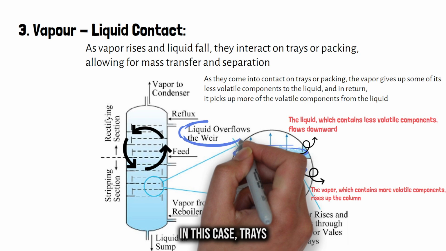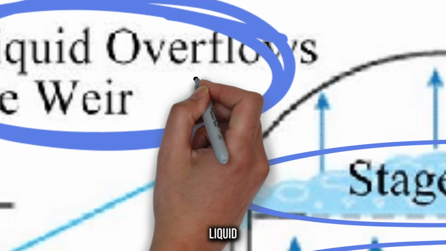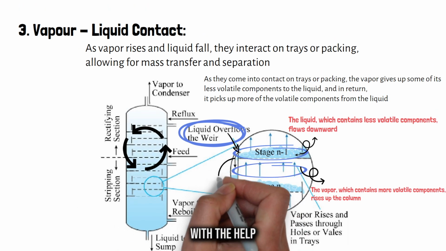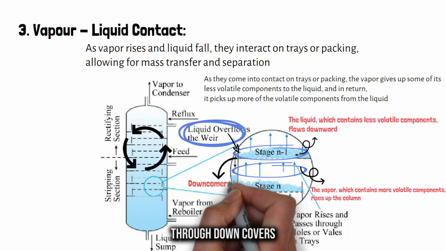In this case, trays and downcomers play a major role. Descending liquid will be held on trays with the help of a weir, and the overflow of liquid goes through downcomers.